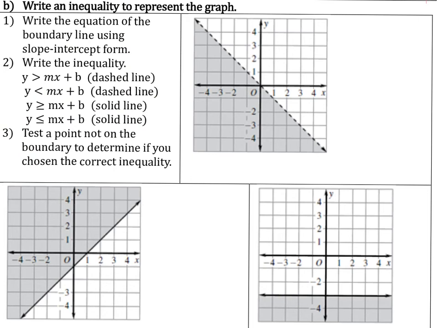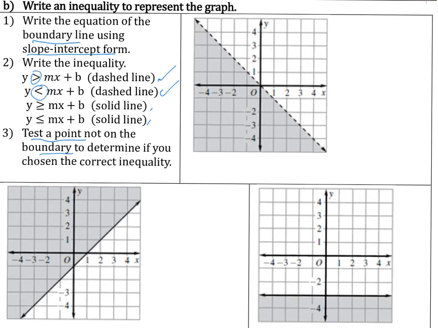Part B. Write an inequality to represent the graph. So here are the steps. First, you need to write the equation of the boundary line using the slope-intercept form, which is the easiest. And then your inequality can be either of these. Now, for this first case here, it should be either the first one or the second one because it's a dashed line. And then thirdly, you need to test a point not on the boundary line to determine if it's the inequality with the greater than sign or the less than sign.